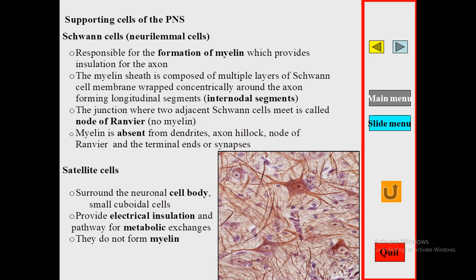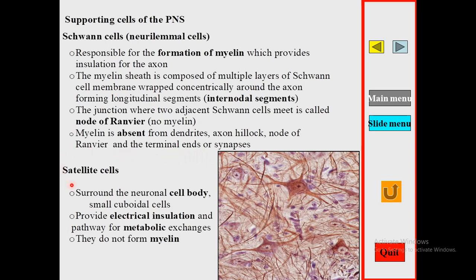We started with supporting cells within the peripheral nervous system. We said the first one is the Schwann cell, neurolemmal cells, and those cells provide the myelin around the axons. Each one cell within the peripheral nervous system forms an internodal segment which is bounded by node of Ranvier from both sides. Myelin is absent from dendrites, axon hillock, node of Ranvier, and the terminal ends of synapses. Those are the locations which are lacking the myelin sheath.